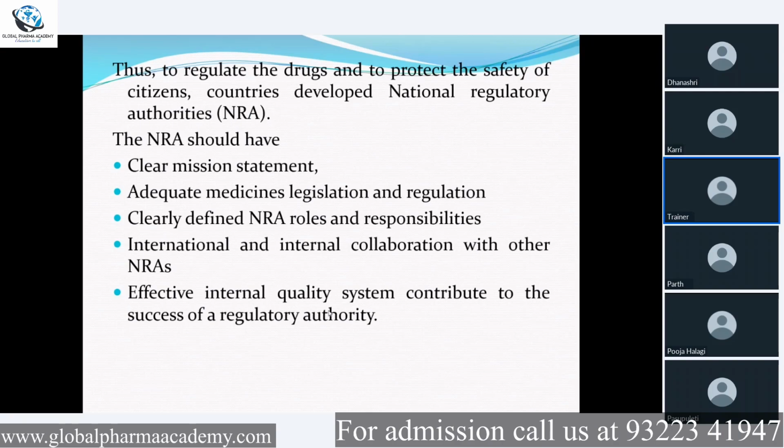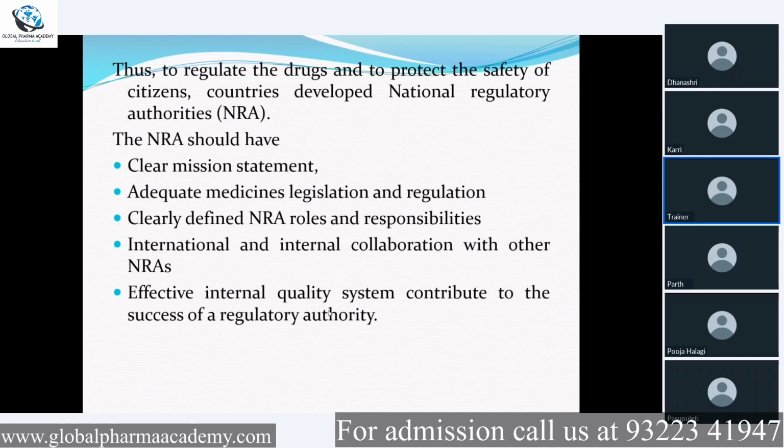The second criterion of an NRA is adequate medicines legislation and regulation. Each NRA should have adequate medicines legislation, meaning they should have adequate regulations to control the quality of the medicines. Through these regulations, through these check parameters, they will confirm or analyze the quality of the medicine. Only then will they approve the drug for marketing in their particular country. So each NRA should have their regulations developed.